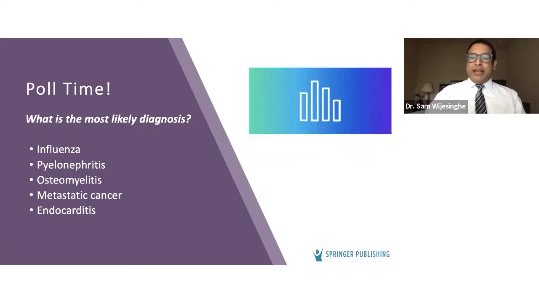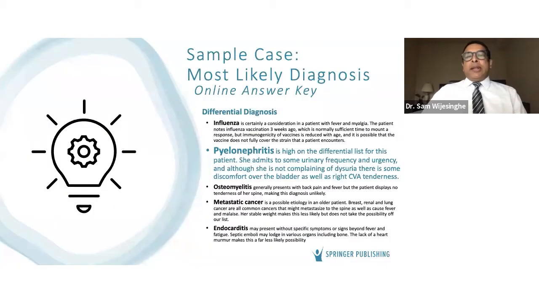So let's go to the next slide here. This is an example of how the answer key looks. The answer to this question is pyelonephritis, as most of you guessed. The PCP has provided the rationale why it is the most likely diagnosis here. You will be able to see that. And in addition, the PCP has provided why the other diagnoses in the list are not the most likely diagnosis.